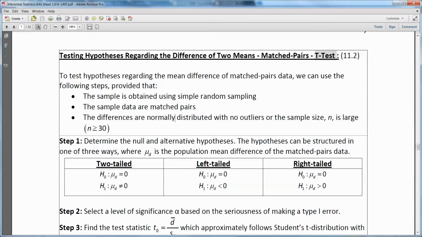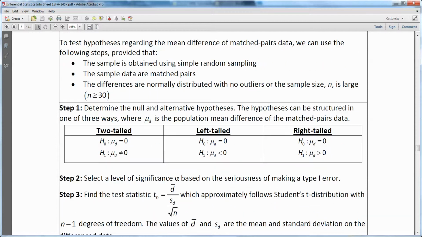This is the one from the inferential statistics info sheet that you get to use on your exams. So notice it says testing a hypothesis regarding the difference of two means. Well, that's what you're looking at. You're looking at the average muzzle velocity, and it's matched pairs, which is what you have in this data. You have pairs of data, one for each gunshot. And this is going to be a t-test on the calculator when we get there.